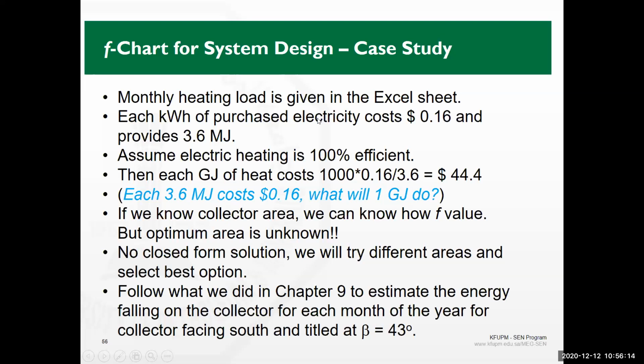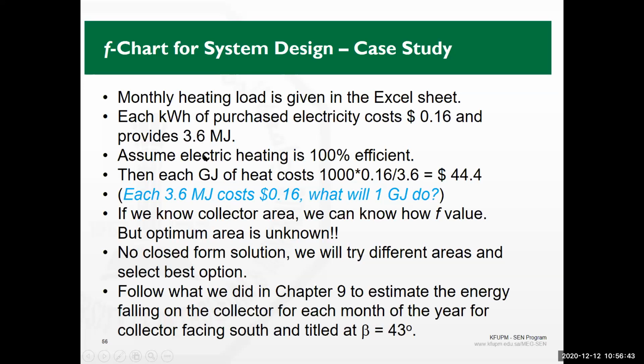Each kilowatt hour of purchased electricity is going to cost 0.16 and provide 3.6 megajoule. Where does this value come from? I'm talking about a kilowatt hour, and the price for a kilowatt hour is 0.16. Then what will be the price of a megajoule? A kilowatt hour basically is kilowatt times 3,600 seconds. And this is where the 3.6 comes from.